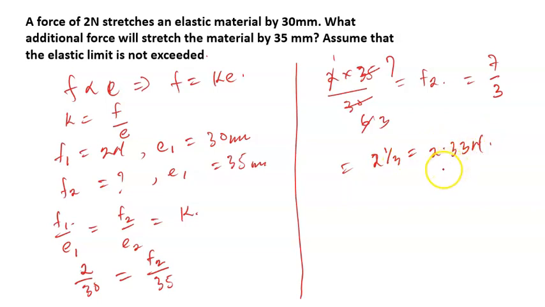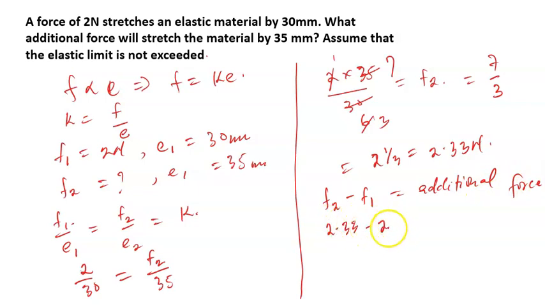The question is asking me for the additional force. The additional force will come from F2 minus F1, that's an increase in the force. So F2 minus F1 will be 2.33 minus 2 newtons, which is the same thing as 0.33 newtons. So my additional force that is required is 0.33 newtons.